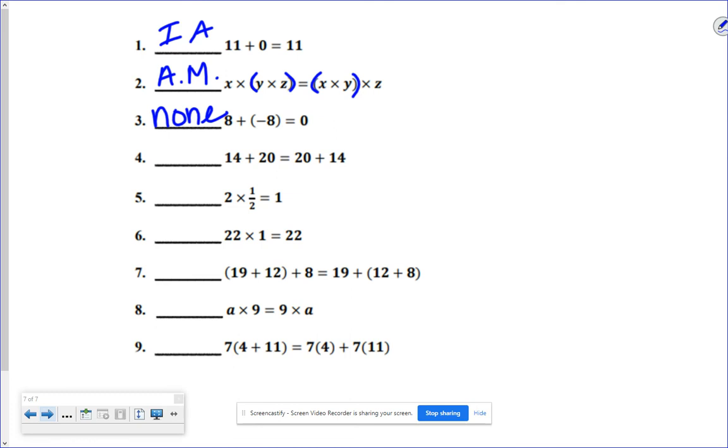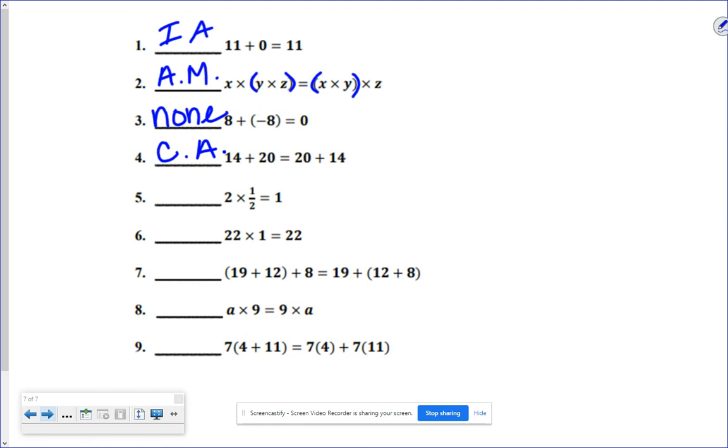Number 4, 14 plus 20 equals 20 plus 14. So I noticed that I flipped 14 and 20 around. They moved location, or they commuted. So that would be the commutative property, and then of addition, since we are adding.